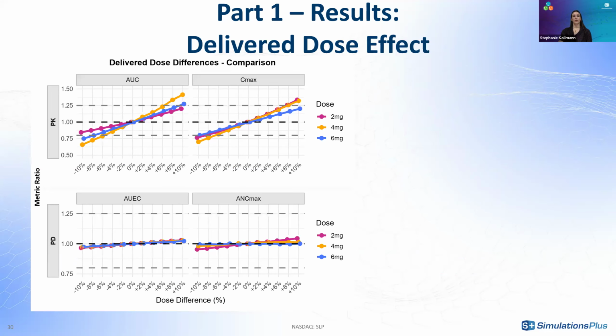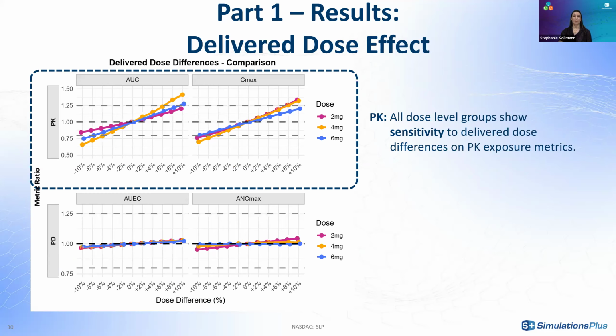Okay, so all three dose level groups, 2, 4, and 6 milligram, show comparable sensitivity along PK exposure metrics, AUC and Cmax. Exposure does not increase proportionally with delivered dose difference.